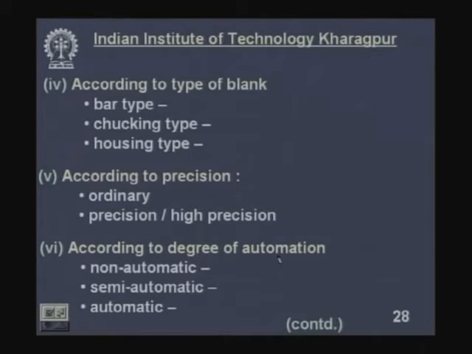According to the degree of automation, machine tools need automation. It can be non-automatic like central lathe, semi-automatic like capstan lathe, turret lathe, automatic like single spindle automatic lathe.